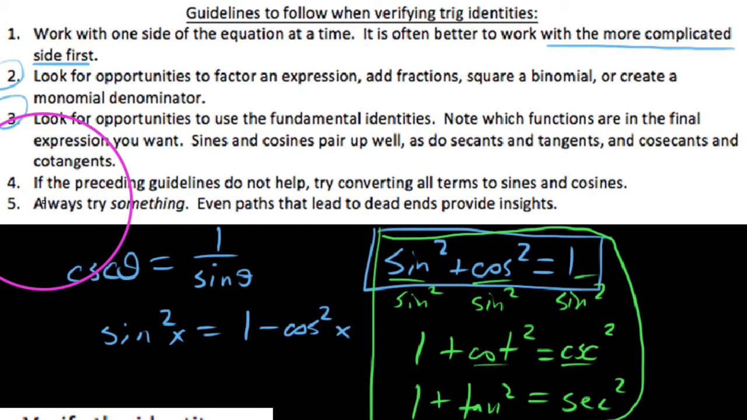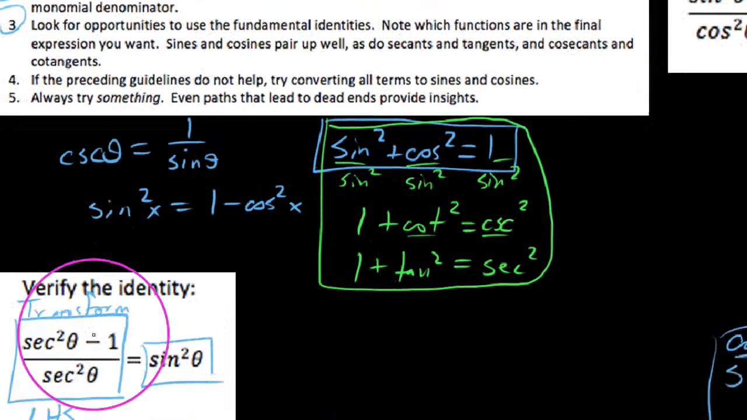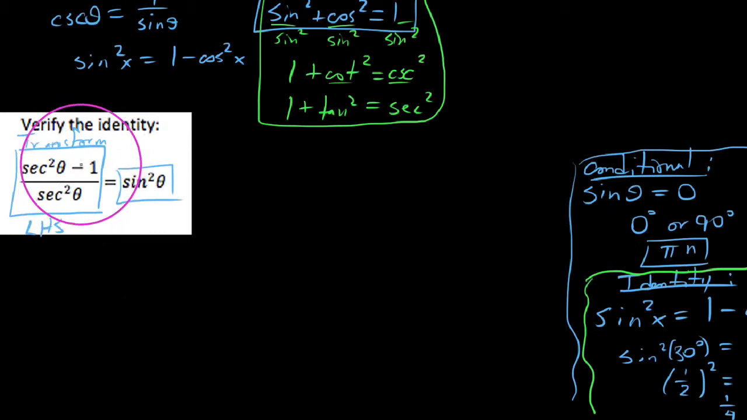And then number 5 is don't stop, man. Always try something. Try to rewrite something because eventually you'll get to something that'll allow us to lead the left side into the right side or the right side into the left side. Okay, so verifying an identity. Let's go ahead and start by taking a look at this first one right now.